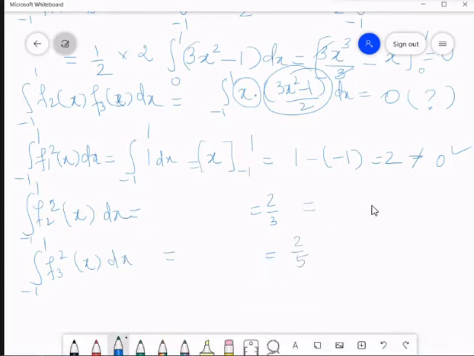So all these values turn out to be non-zero values. Therefore, what we get is this set satisfies all the 6 conditions. Therefore, this is a set of orthogonal vectors. Okay, this is a set of orthogonal functions. Okay.